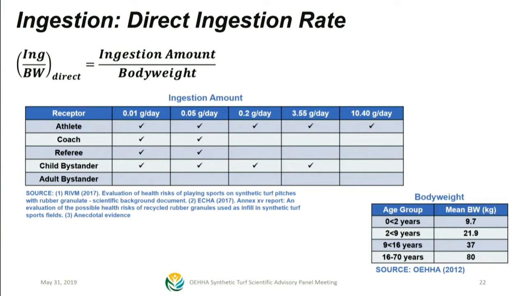The check marks here indicate which values will be considered for which field user category. And OEHHA body weight values, as presented in guidelines, are adopted for the body weight parameter unless athletes provided one in the survey.